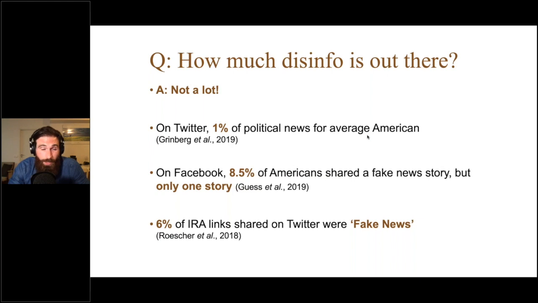Political news is a subset of entertainment and all the other types of interactions on social media. So it actually turns out to be a fraction of a percent of what the average American sees on Twitter. On Facebook, during the US election in 2016, 8.5% of Americans shared a fake news story, but only one story. And if we think about that in the context of how many stories and how much content is being shared on social media, that 8.5% figure becomes a little bit more diluted.